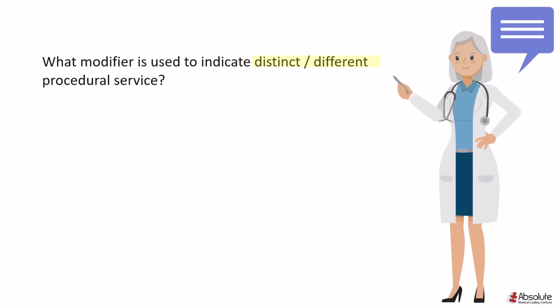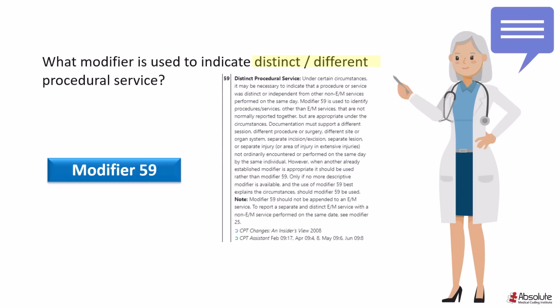Keyword, distinct or different procedures. Yes, when a provider carries out a distinct or different procedural service, use modifier 59. So, in other words, this is when the provider carries out more than one procedure and they're distinctly different. I know that can be confusing, but definitely go check out Modifier 59 in Appendix A. Go read it.